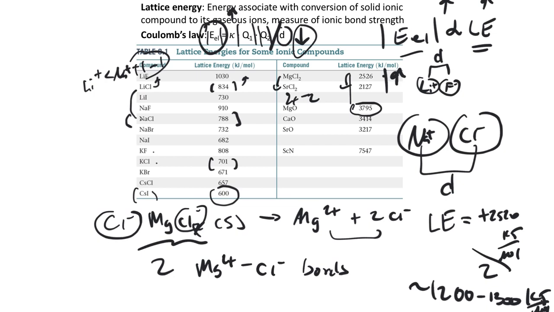And then lastly, scandium nitride. This is a -3, a +3. So look at how high that lattice energy is. It's almost a factor of 9 higher than a similar +1 -1 compound.